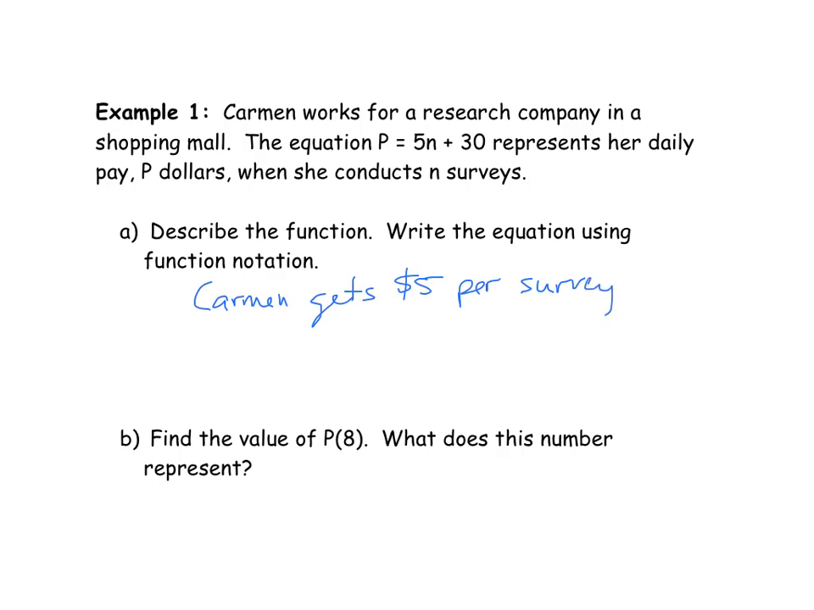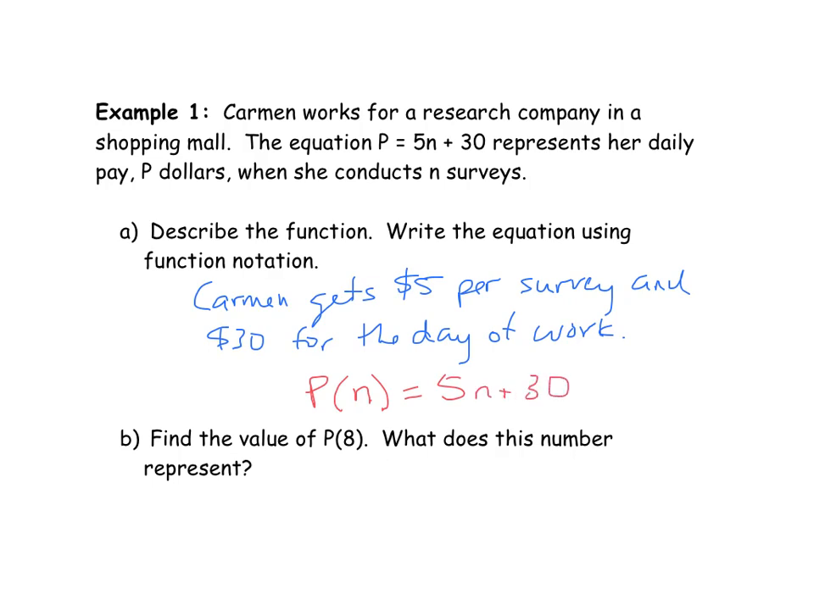And notice this 30 is a constant. This 30, the constant, represents probably her pay that she automatically gets every day. So she gets $5 per survey and $30 for the day of work, we're going to call it. So if I was to write it in function notation, I would say her pay at a certain number of surveys equals 5n plus 30. Again, all I've added is p of n equals 5n plus 30.